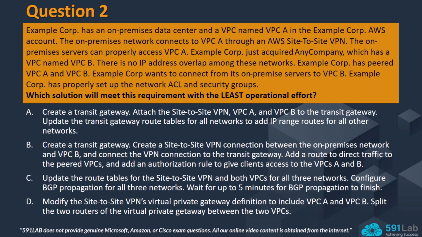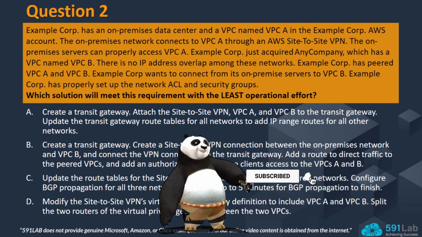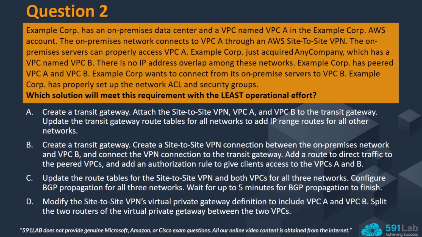Example Corporation has paired VPC-A and VPC-B. Example Corporation wants to connect from its on-premises servers to VPC-B. Example Corporation has properly set up the network ACL and security groups. Which solution will meet this requirement with the least operational effort? Option A. Create a transit gateway, attach the site-to-site VPN, VPC-A and VPC-B to the transit gateway. Update the transit gateway route tables for all networks to add IP range routes for all other networks.